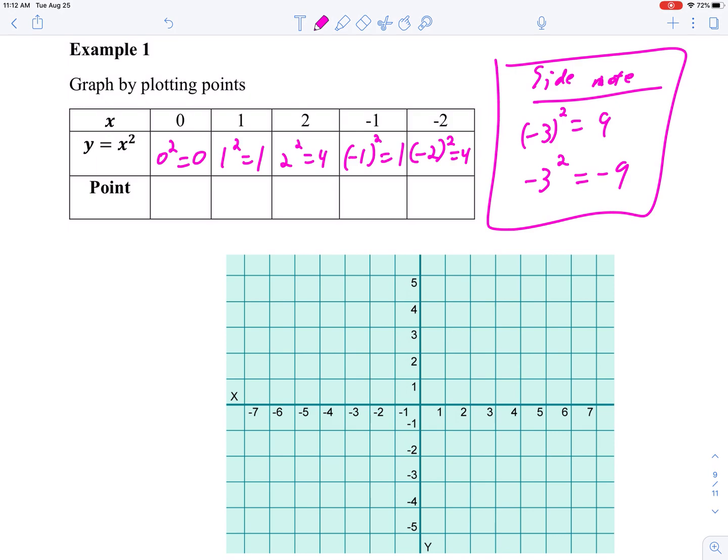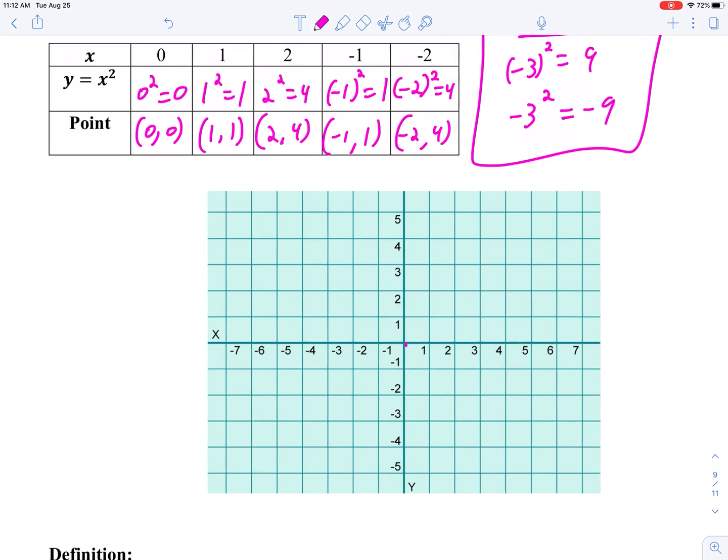All right. So on the bottom of this chart, we want the points. So in other words, the xy pairs. So here we go. 0, 0, 1, 1, 2, 4, -1, 1, -2, 4. Okay, and then we're going to graph this. So we're going to graph all those points. So 0, 0, 1, 1, -1, 1, 2, 4, -2, 4.